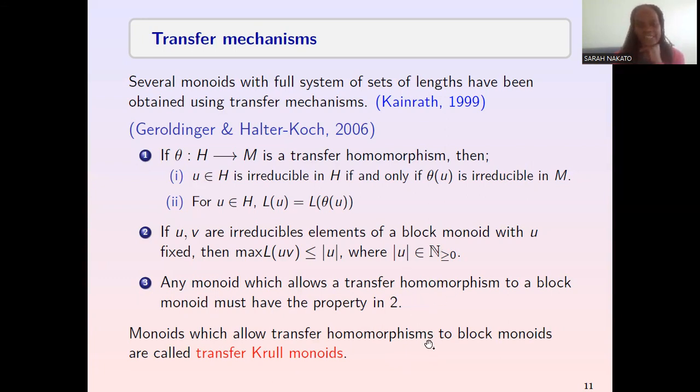So for Int(Z), we showed that this is not possible. In other words, Professor Frisch, in her original paper, showed that this can be violated in Int(Z), meaning we can't have a transfer homomorphism to a block monoid. Why? Because in Int(Z) this does not hold, yet any monoid which allows a transfer homomorphism to a block monoid must have this property.